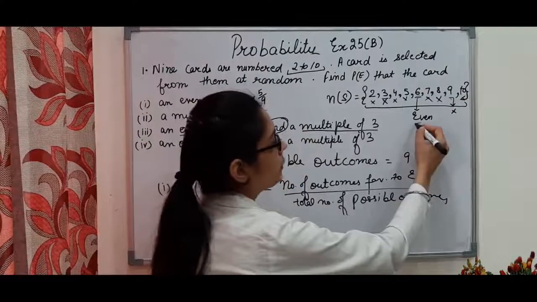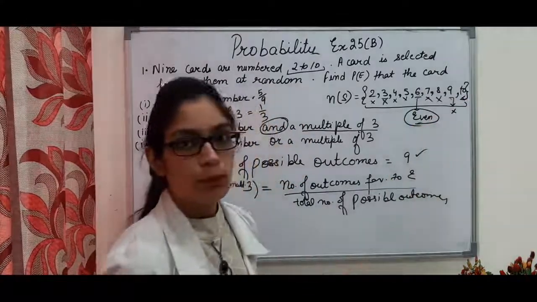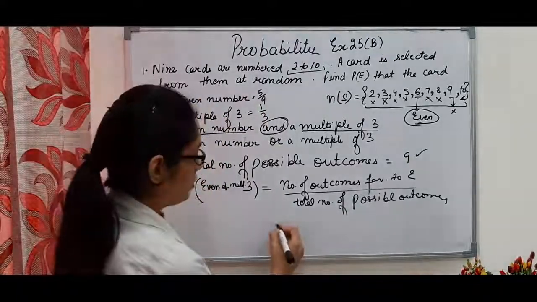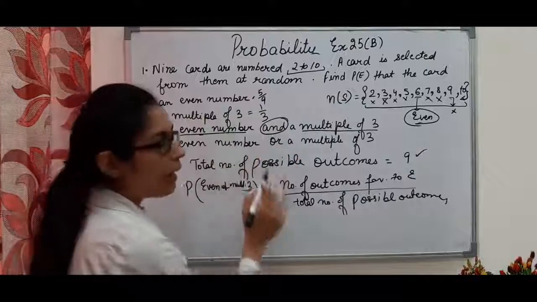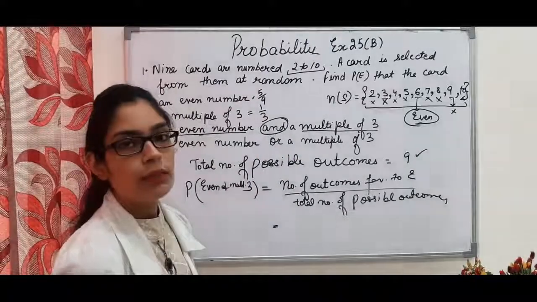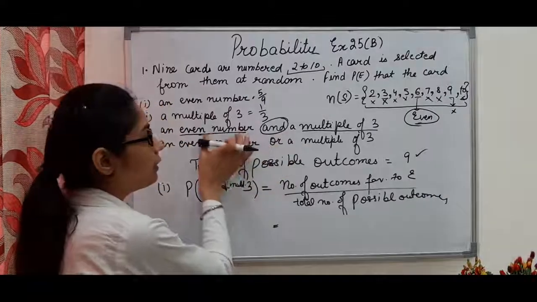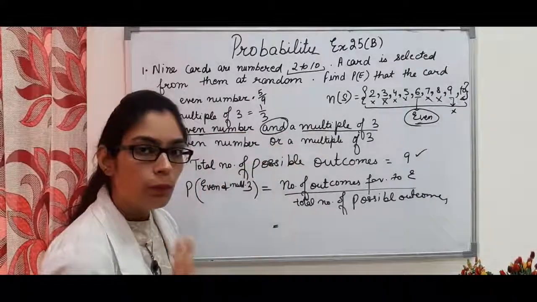See, only one number 6 is there which is both an even number and a multiple of 3, so I will take this because it was written AND. AND does not mean plus. Always remember, AND does not mean plus. It means the number which is satisfying both the conditions.